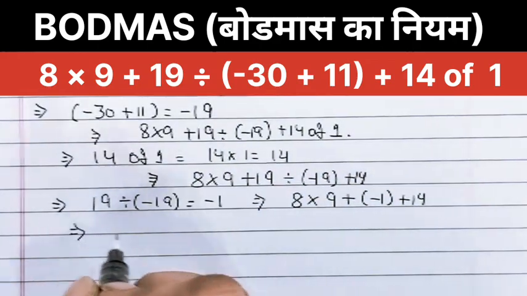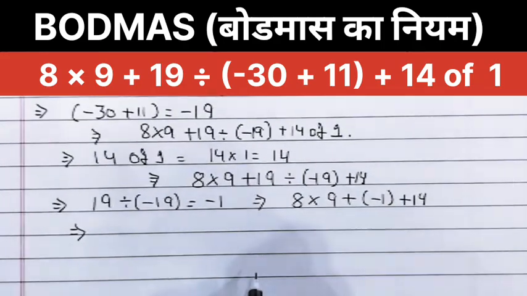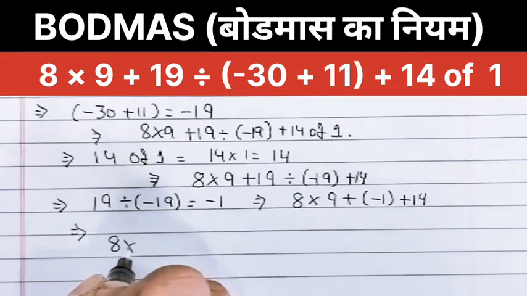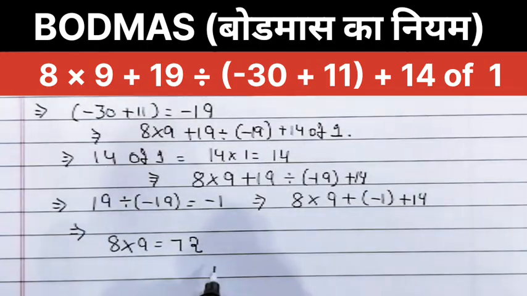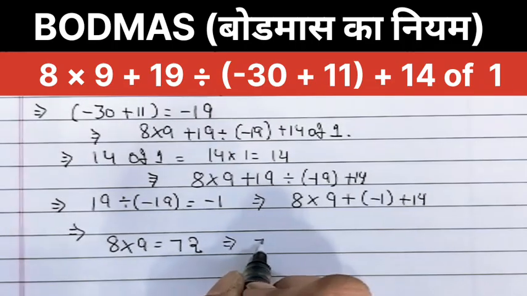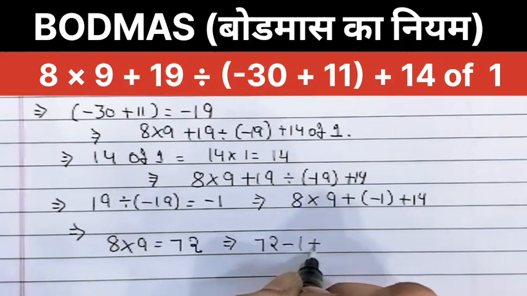Now the next step 4, multiplication. Carry out the multiplication. 8 multiplied by 9 equals 72. According to this step we multiply before moving to addition or subtraction. Now the result becomes 72 minus 1 plus 14.